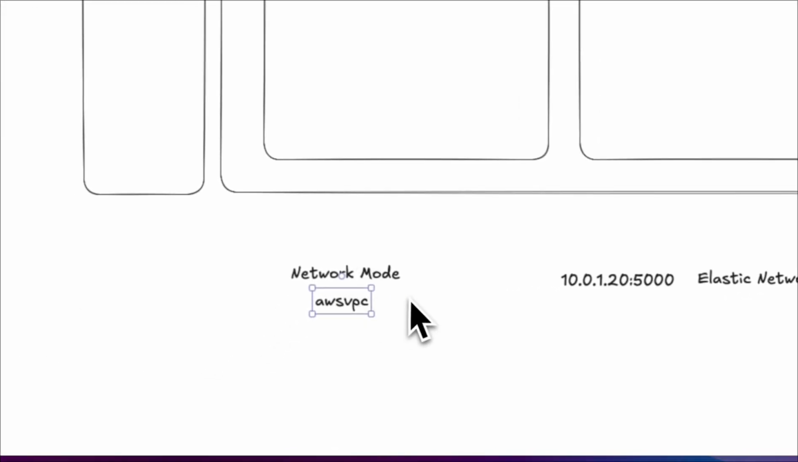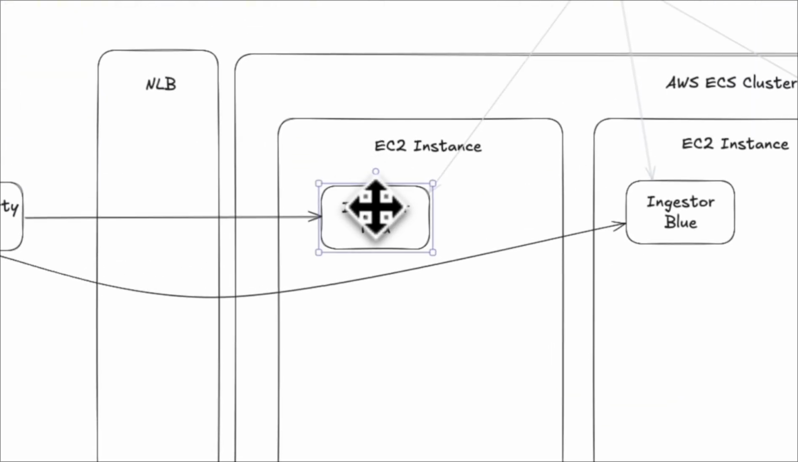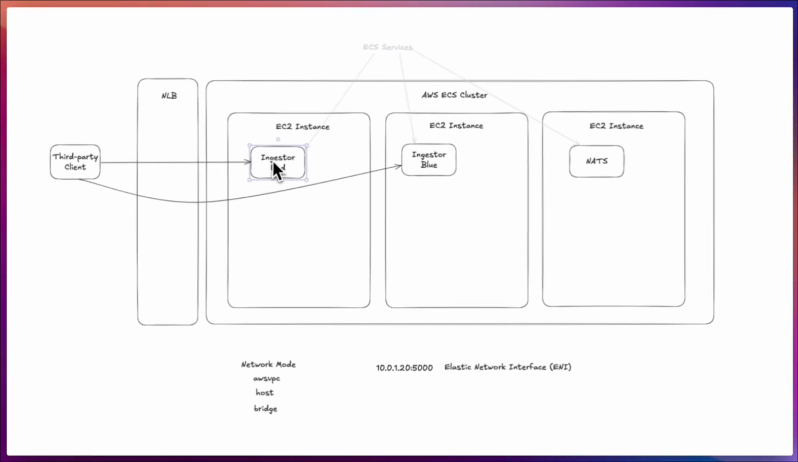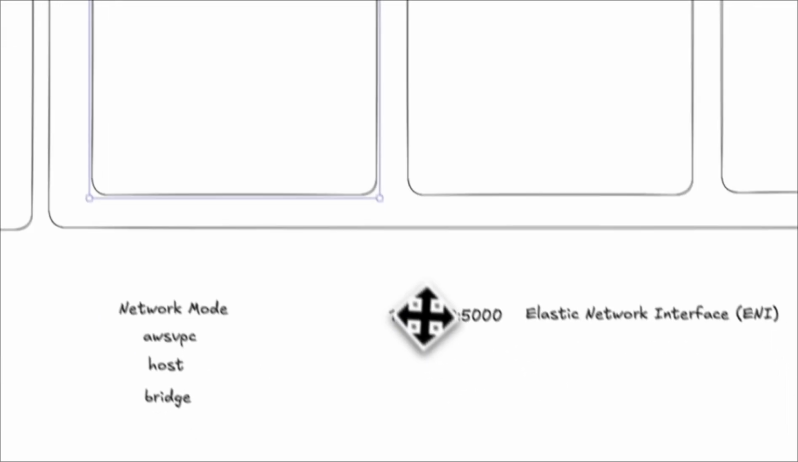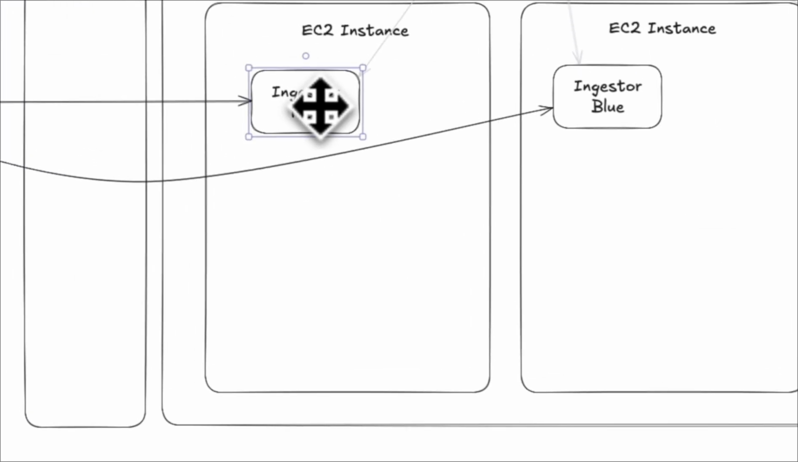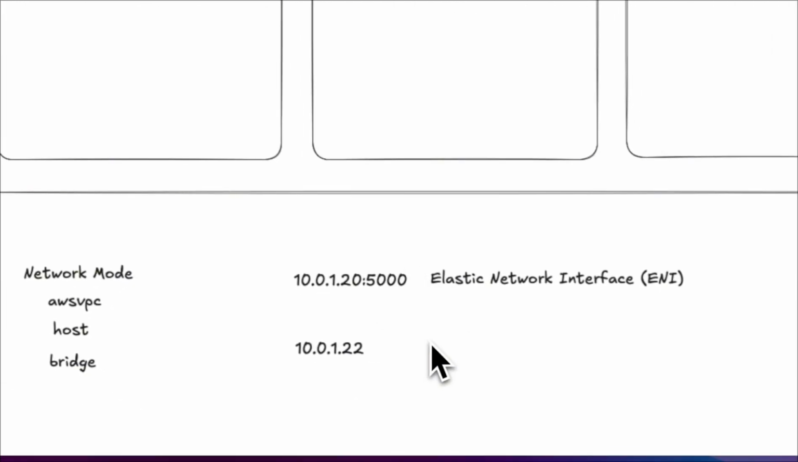So there are other modes called host and bridge. What host does is, when your container runs on port 5000, it will automatically bind port 5000 to the host machine, right? So your EC2 instance has an IP address. Let's say this is the address of the EC2 instance, and you're running a container on port 5000. So the address of your container will be the address of the EC2 instance plus the port.